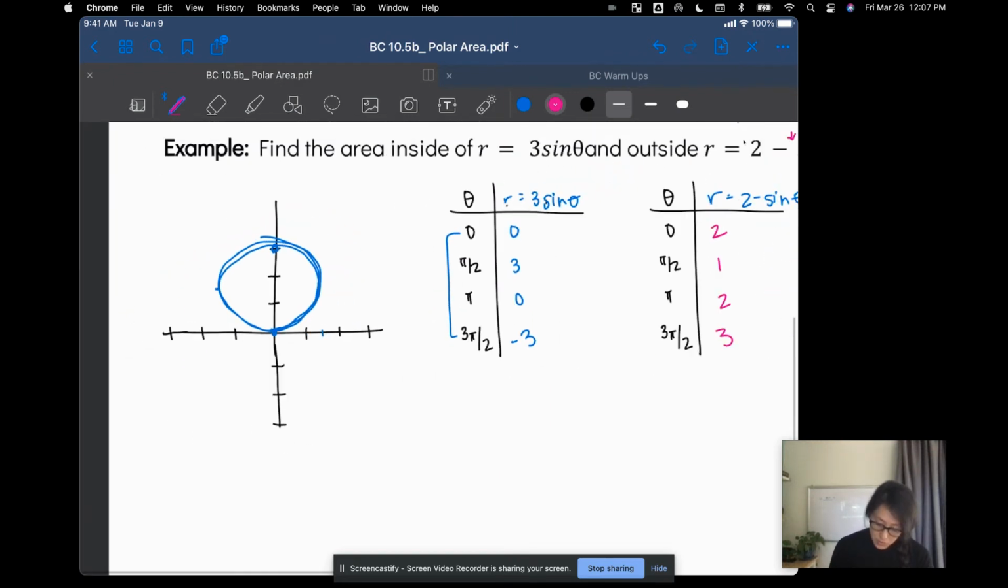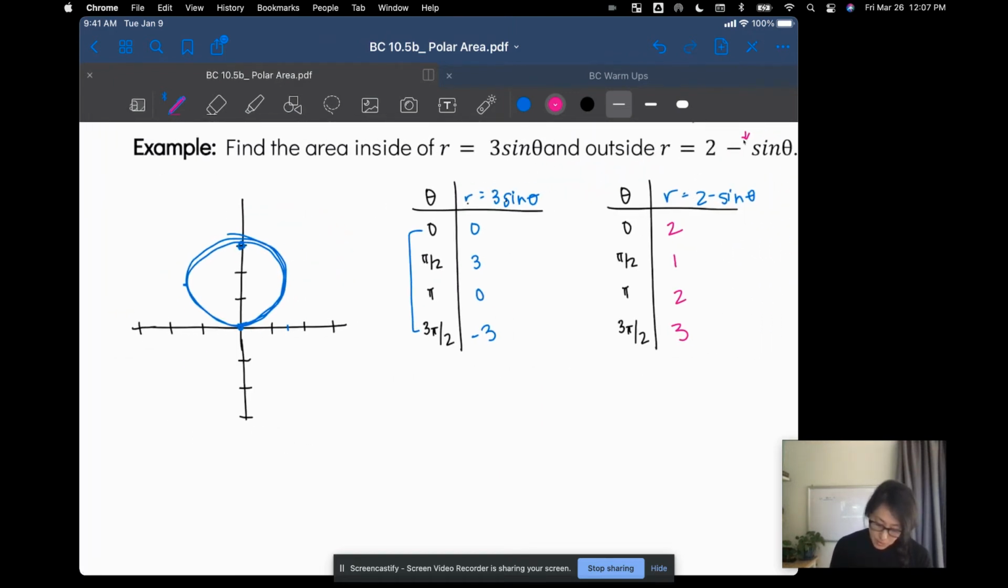I will graph in 0, 2, 0. So 2, and then an angle of 0. So I'm just going to put that, that's where I started, and that's where I started that curve. So pi over 2, 1, pi, 2, and 3 pi over 2, 3. Kind of looks like an acorn.